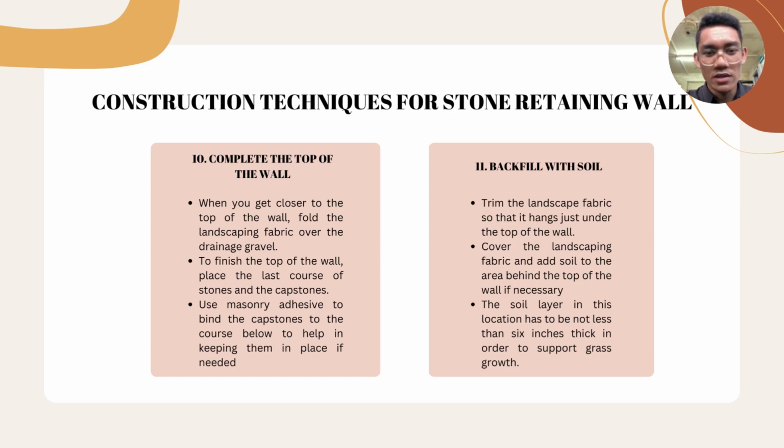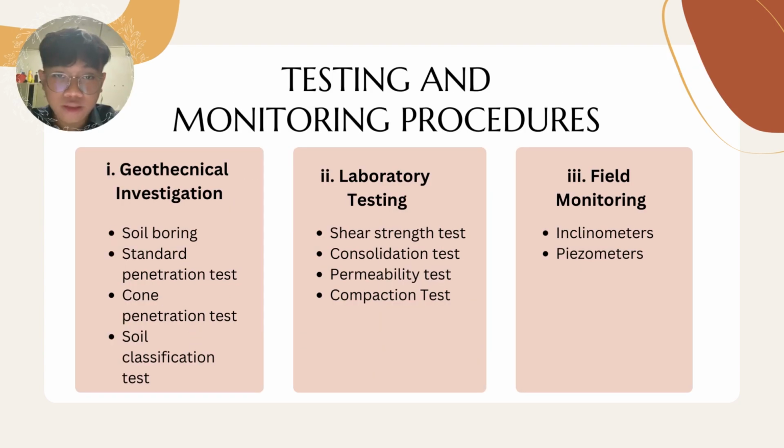Number 11 is backfill with soil. Trim the landscape fabric so that it hangs just under the top of the wall. Cover the landscaping fabric and add soil to the area behind the top of the wall, if necessary. The soil layer in this location should be not less than 6 inches thick in order to support grass growth.